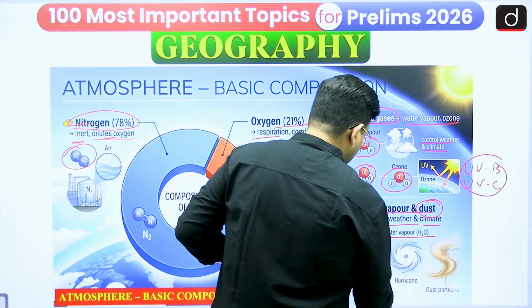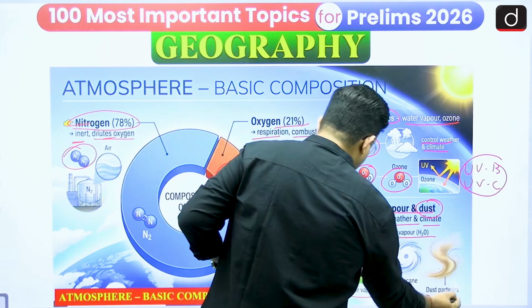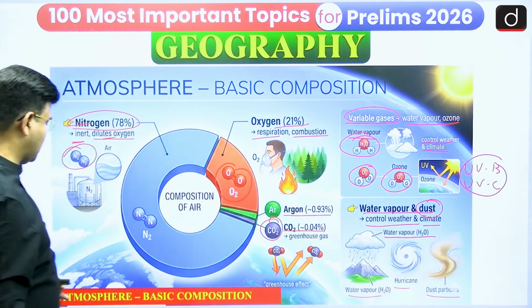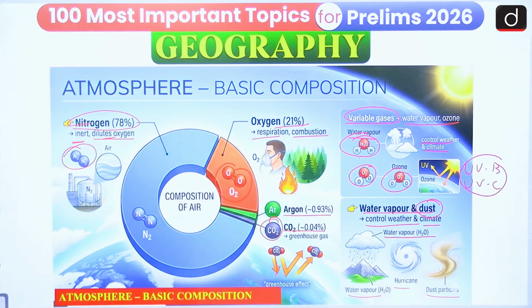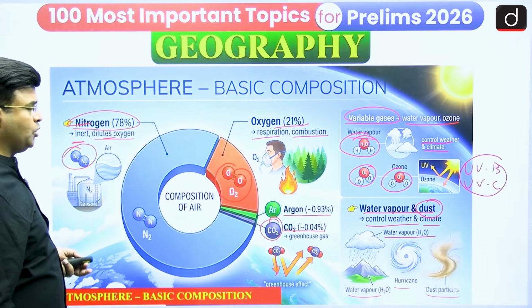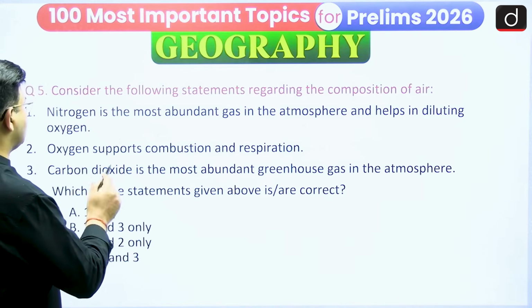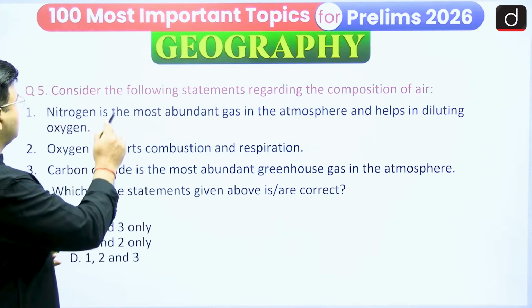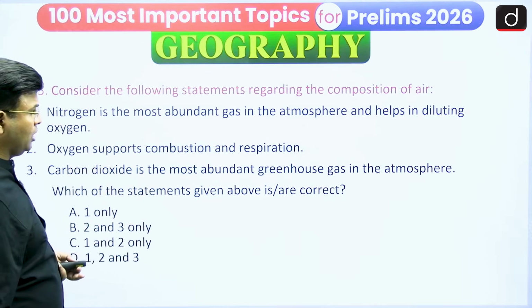Water vapor and all. You can say that water vapor, hurricane, dust particles are all there. So this is the basic composition: we have nitrogen, oxygen, argon, carbon dioxide, water vapor, dust particles, and ozone.